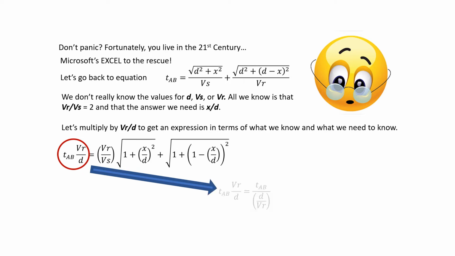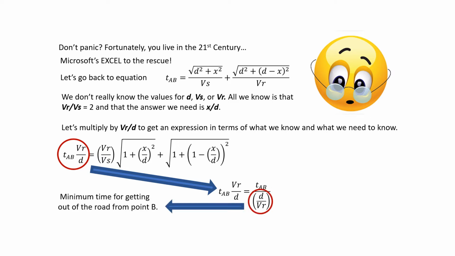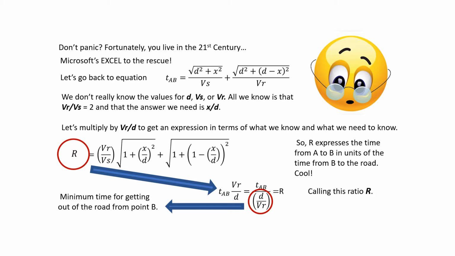Let's focus on this left-hand side of the equation and rearrange it so as to get the time over the quotient of d over Vr, which is the minimum time for getting out of the road from point B. Let's call this ratio R and replace it in the left-hand side. So R expresses the time from A to B in units of the time from B to the road. Is that cool or what?